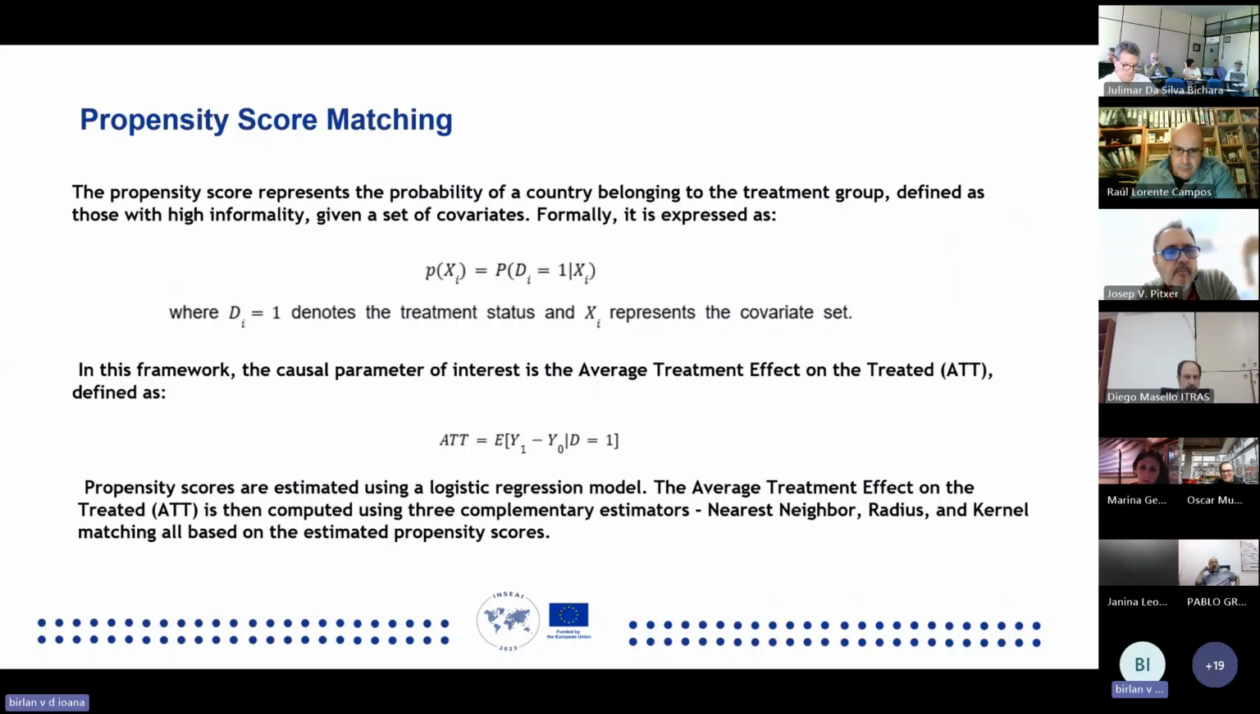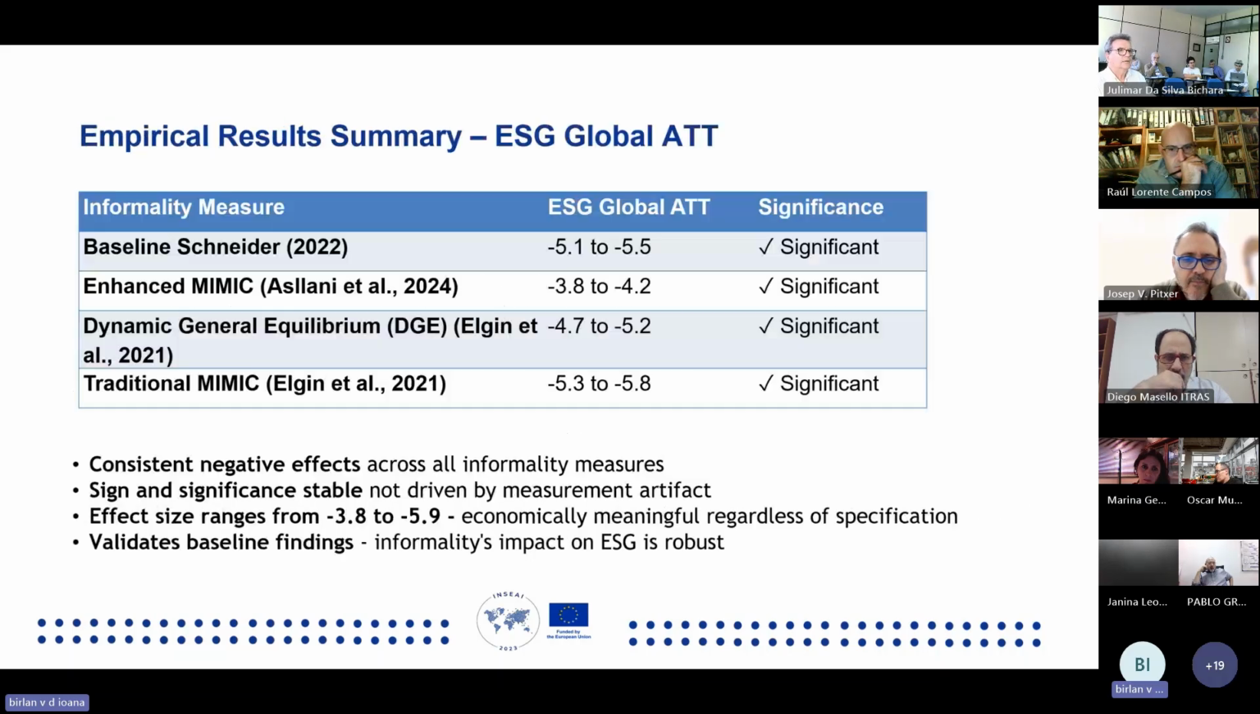This is the mathematical logic behind the propensity score matching. So we are estimating the propensity scores using a logistic regression model. After that, we are calculating the average treatment effect on the treated, and we are computing 3 complementary estimators. So like I said, the nearest neighbor, the radius, and the kernel matching based on our estimated propensity scores.